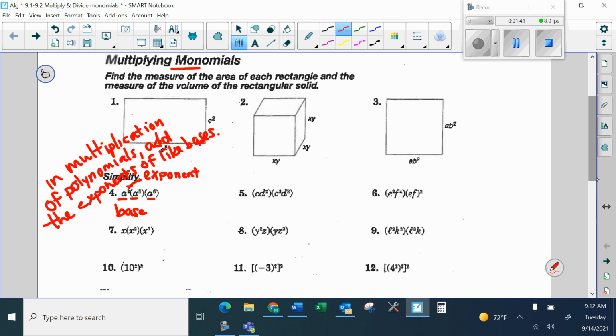All right, so I'm going to do odds again. So let's do number 5. I have a C there and a C there. So those are like bases. So I put down the C. I add the exponents. Remember, if there's nothing there, there's a 1. So I have a 1 plus a 3. That to me looks like 3. So 1 plus 3 is 4. Then I have another like base, D. I have 2 D's there and 2 D's there. 2 plus 2 is 4. So all this is your ability to add your exponents on the same variable correctly.